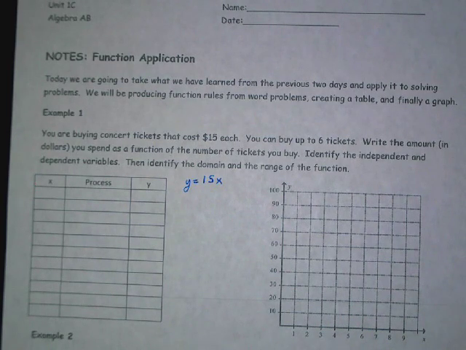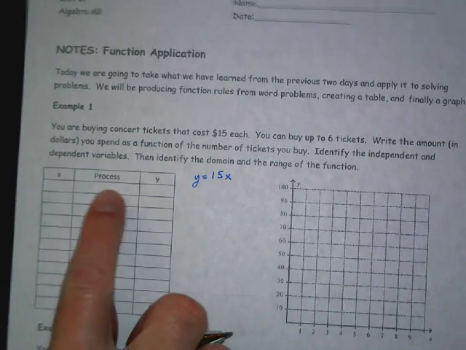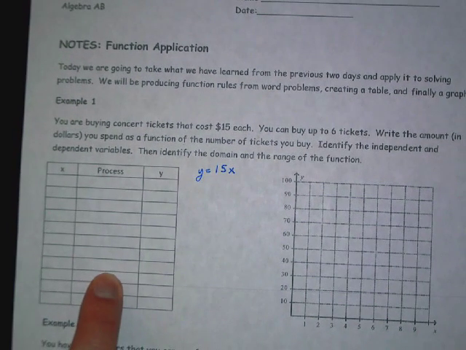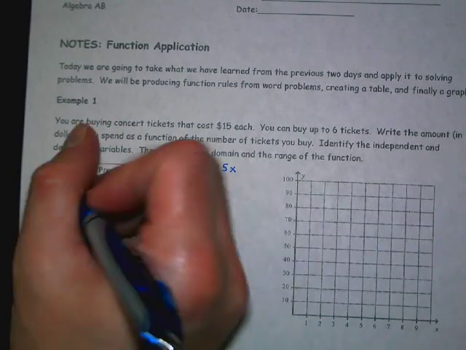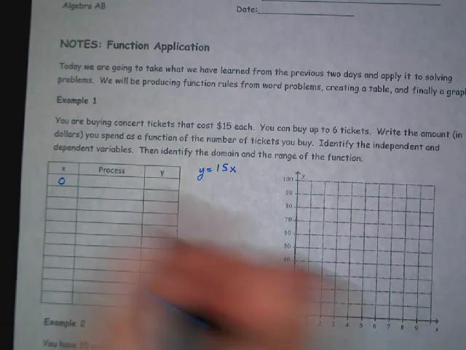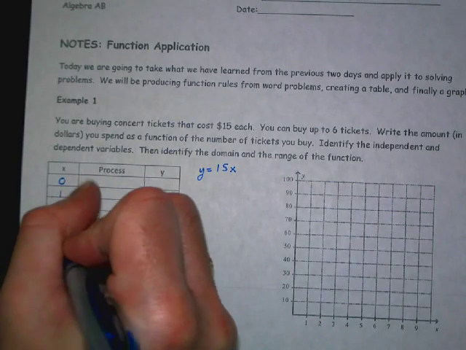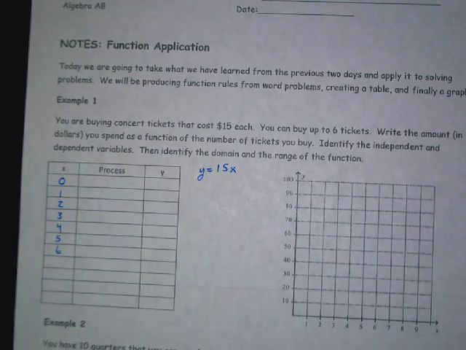Now that we have that, we're going to fill in the table. Now, process here, you don't always have to fill that in. That's just an area if you want to do it by hand and show your work. Okay, you can use a calculator for this if you want to. But we're going to say 0 tickets, 1 ticket, 2 tickets, and it said we can buy up to 6 tickets. 3, 4, 5, 6.